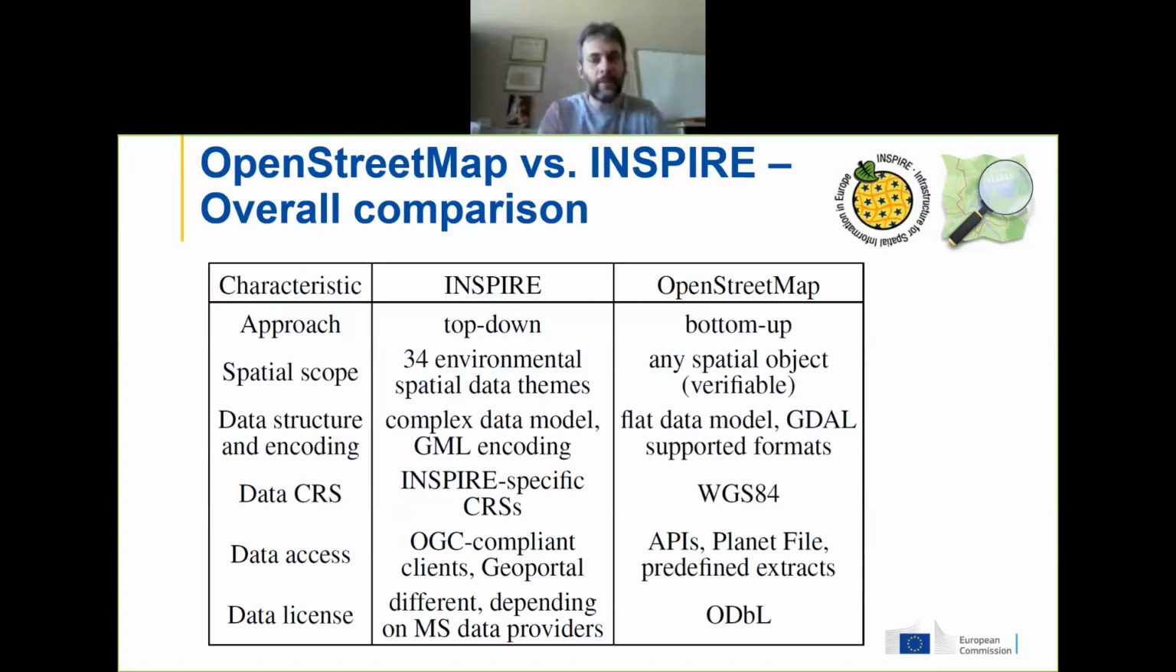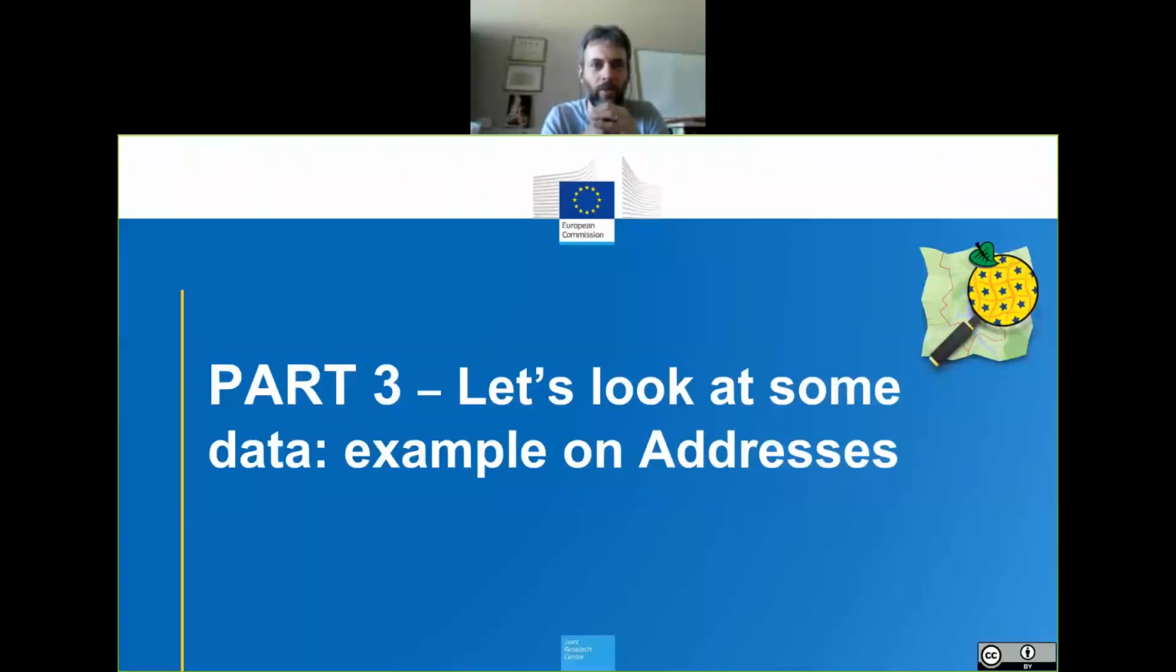This is a summary of everything we tried to tell you in the previous slides, with the characteristics and criteria we used, and how Inspire and OpenStreetMap are dealing with those characteristics. I'm not reading it again, it's just a summary for you to have everything we tried to express in one slide. Now we are starting the third part, on using the data and having a concrete example on addresses.